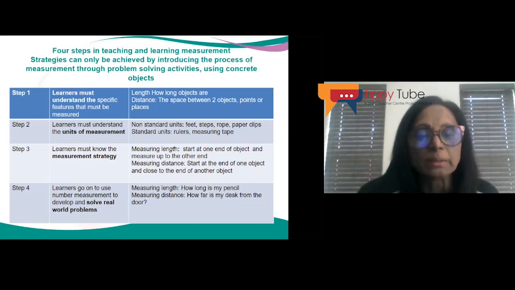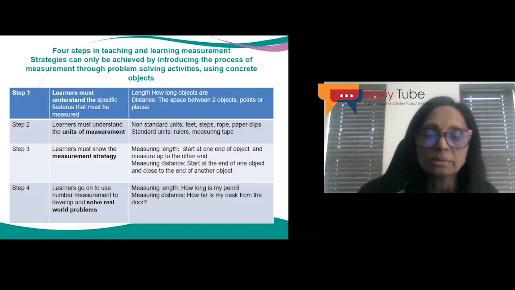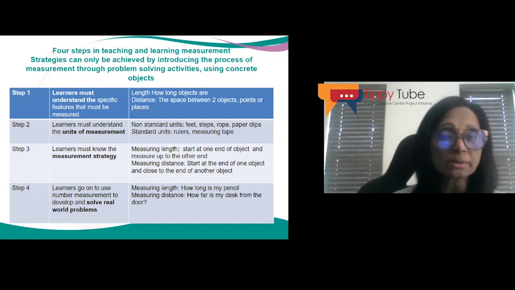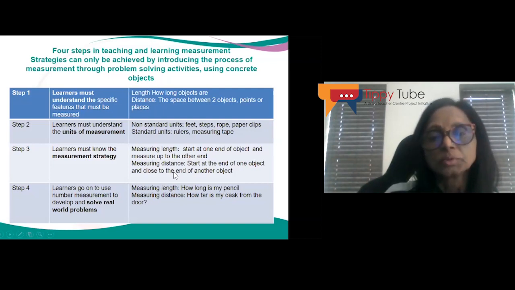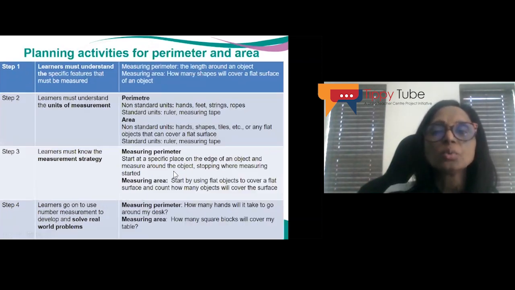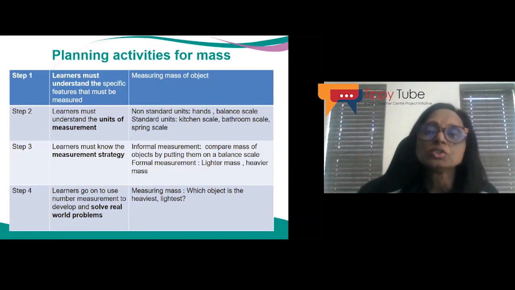Step 4 is learners go on to use number measurement to develop and solve real-world problems. Measuring length, how long is my pencil? Measuring distance, how far is my desk from the door? And this is a real-life world problem, okay? Let us look at what activities to measure mass.